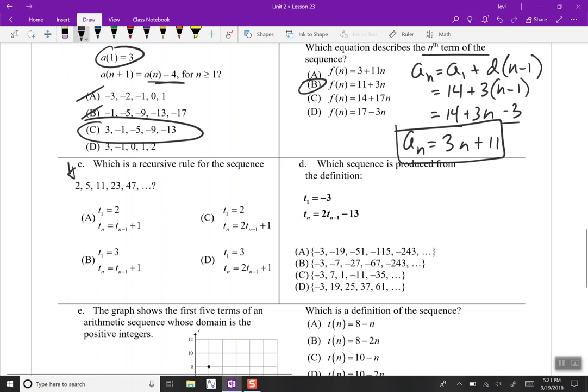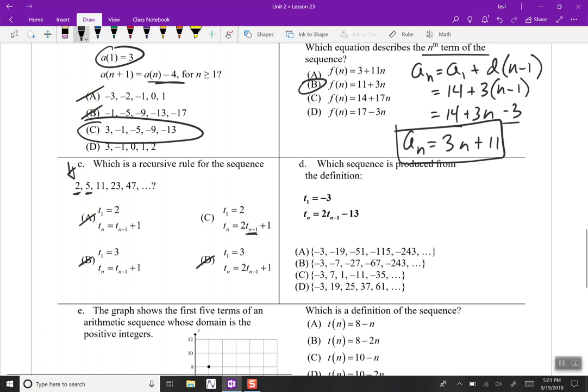So if our first term is 2, then we can get rid of B and D because they say our first term is 3. And this would be saying we'd take our previous term, to get to our next term, we'd take our previous term and add 1. So that would be 2 plus 1 would be 3. So that's not right. This one's saying we take our previous term, multiply it by 2 and add 1.